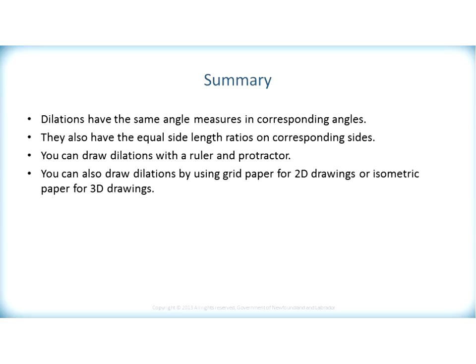Of course, we can use a ruler and a protractor, but another way that we could draw dilations is using grid paper for 2-dimensional drawings, which we did see, or possibly isometric paper for 3-dimensional drawings. It's very difficult to draw a 3-dimensional object in 2 dimensions, but isometric dot paper gives us an opportunity to give a very good approximation, and we can use our powers of perception to realize the perspective in the picture.